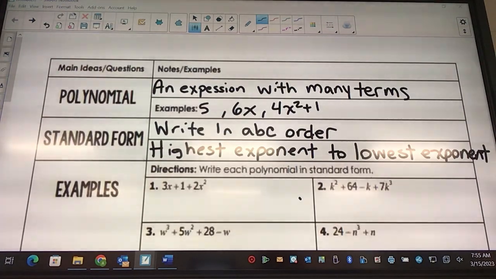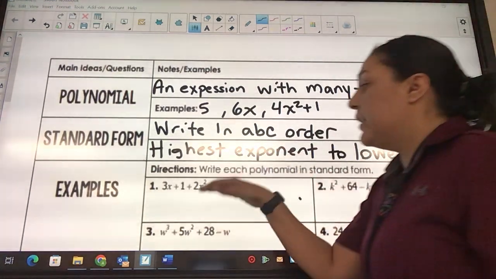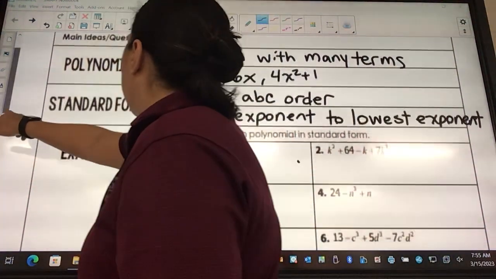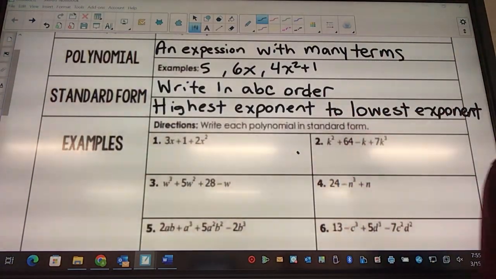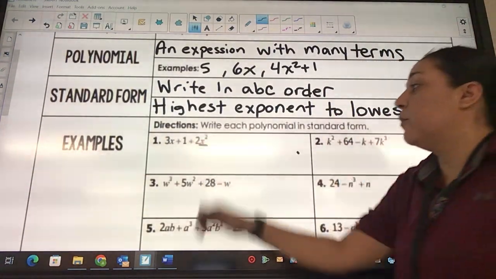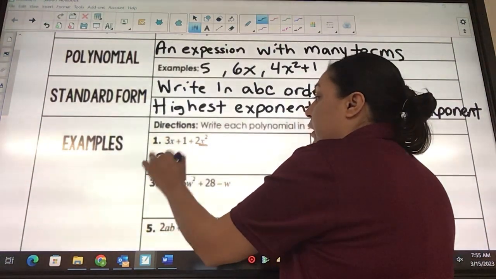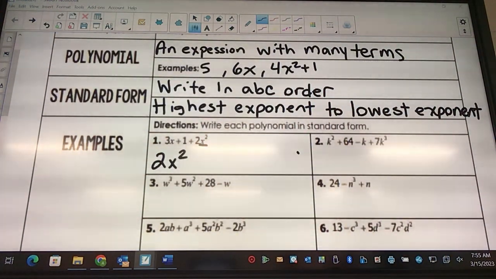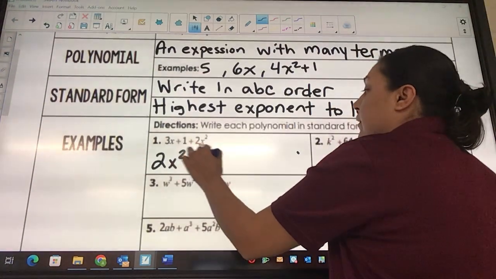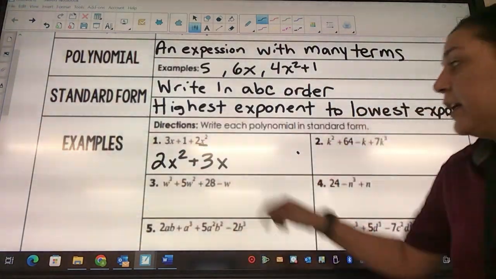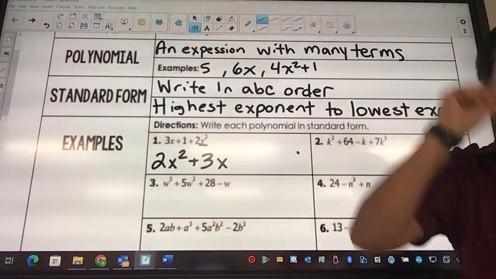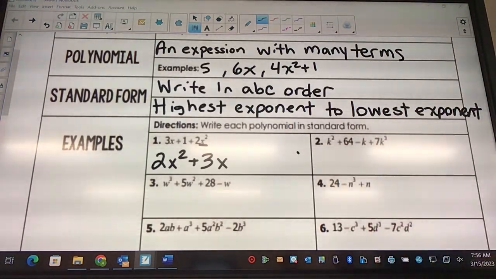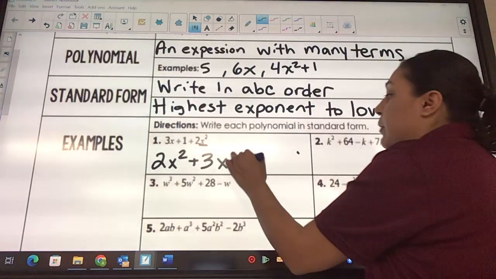If you have something with 2 letters, you're going to do mixed. So if we look at example 1, what is our highest exponent? 2. It's this one, it has the x squared. So we're going to write that one first. So 2x squared. What's the next highest exponent? 3x. So you're going to write that one next. And then because the x has no power, it's really a power of 1. And then a plain number goes last. So it'll just be plus 1.